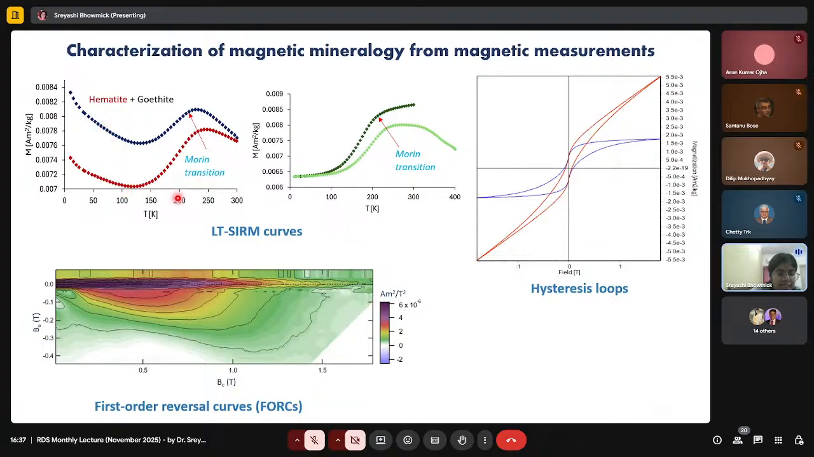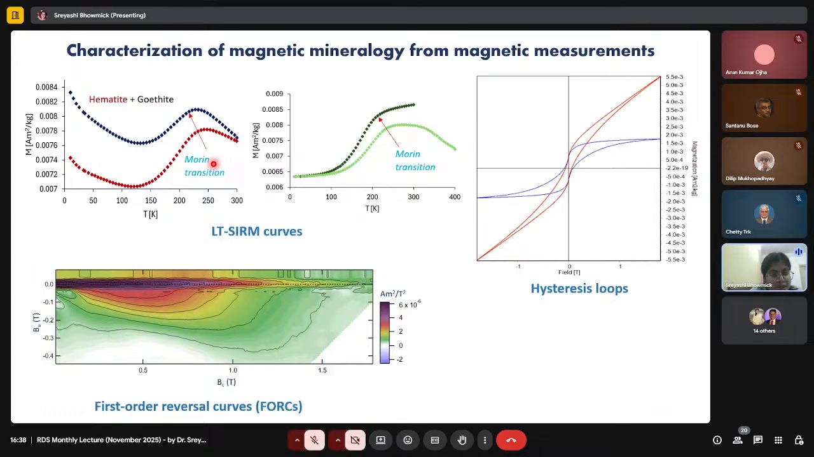So here you can see that as we decrease the temperature, there's a change in the curve. So we see the slope of the curve suddenly changes here at a temperature close to 250 Kelvin to 270 Kelvin. And this is the Morin transition of hematite. Now, what is Morin transition? In case of hematite, this is a kind of phase transition or structural transition.